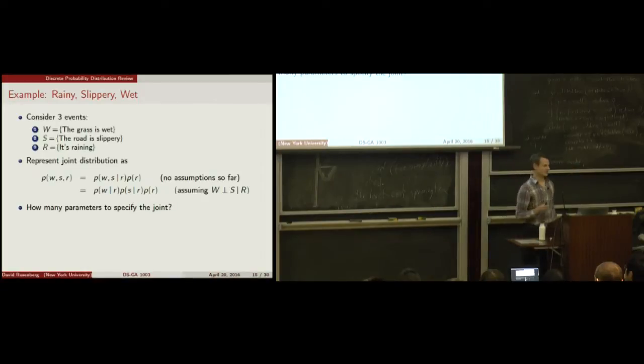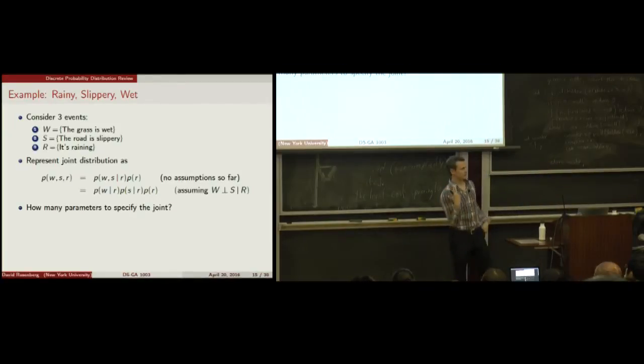How many parameters to specify this joint distribution with these assumptions? How many to specify the probability of W given R? All right, so R can take two different values, rain or not rain. If it's raining, we need to figure out the probability that it's wet. If it's not raining, we need to figure out another probability that it's wet. So we have the probability of wet given that it's raining and the probability that it's wet given that it's not raining. That's two different parameters that we can set.